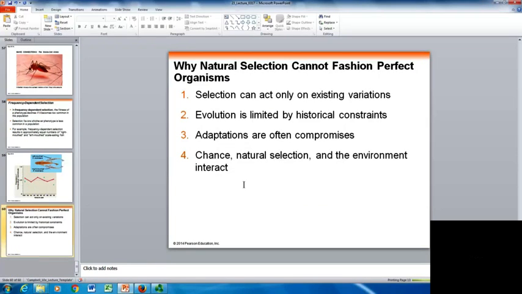So natural selection cannot fashion perfect organisms. It can only act on existing variations. Evolution is limited by historical constraints. The adaptations are often compromises. They're not necessarily ideal. So you have chance, natural selection, and the environment all interacting together.